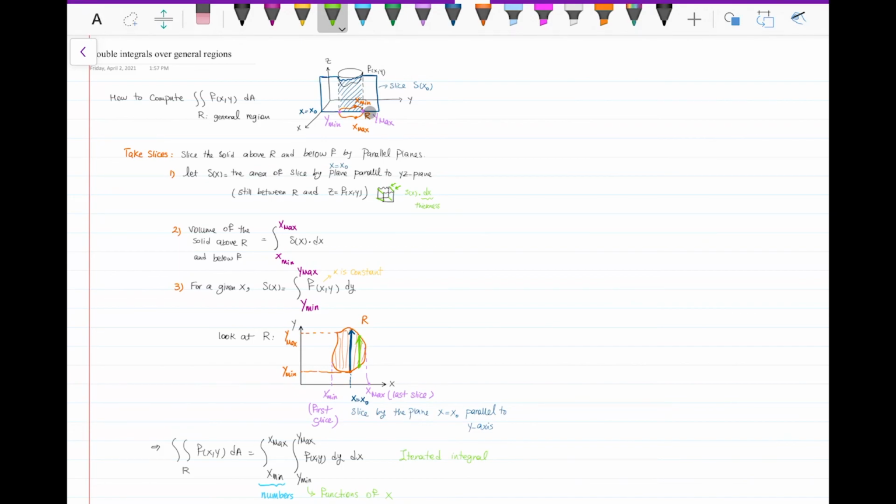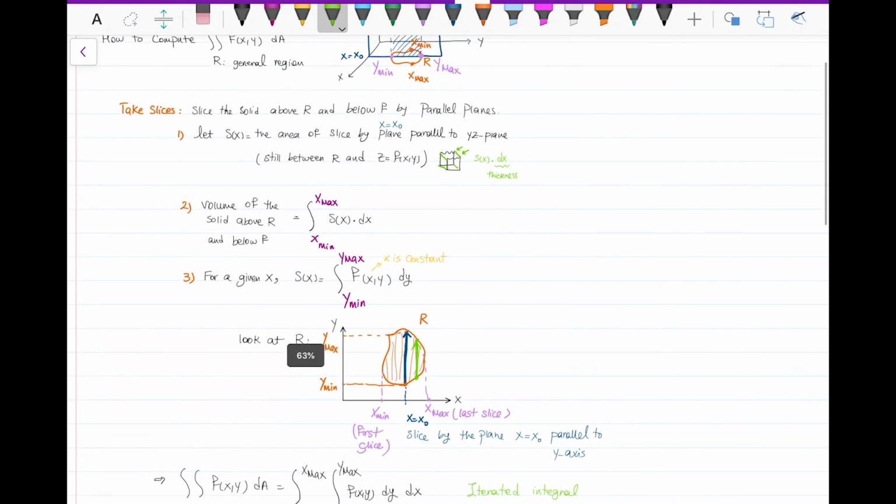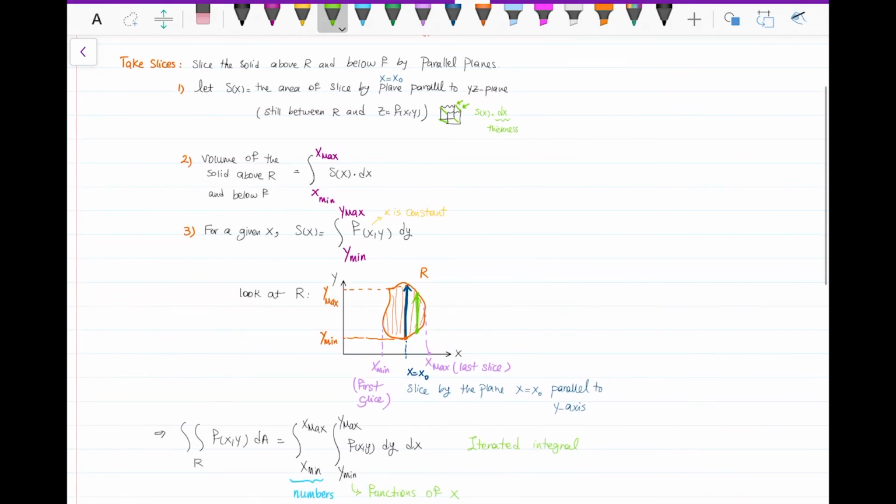Okay, so this is kind of a brief idea of how to calculate double integrals. In the second lecture, we're going to solve some examples, and then you're going to see exactly how to do that.